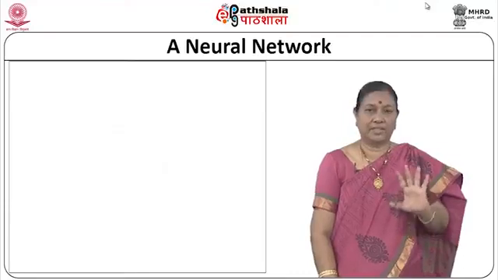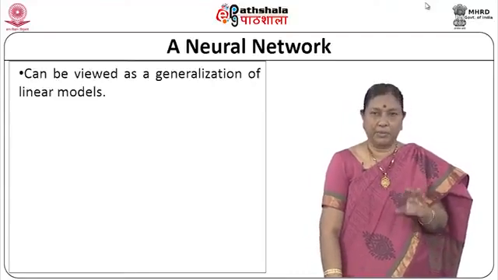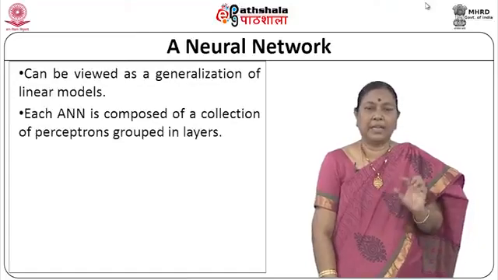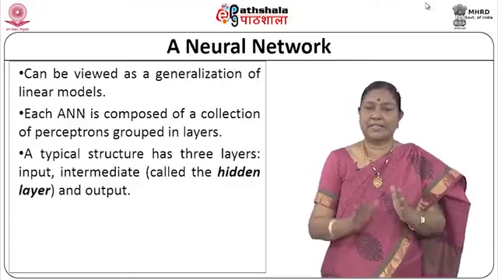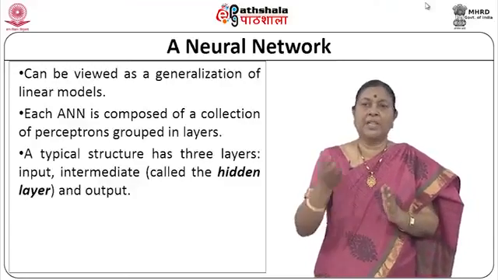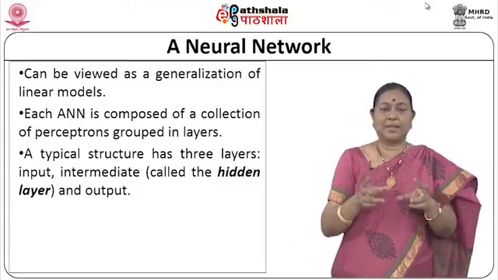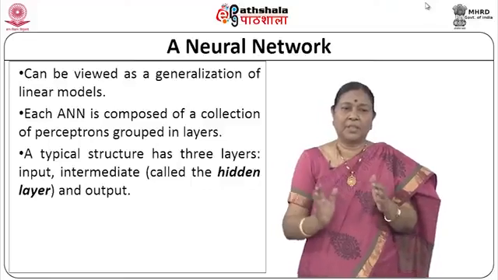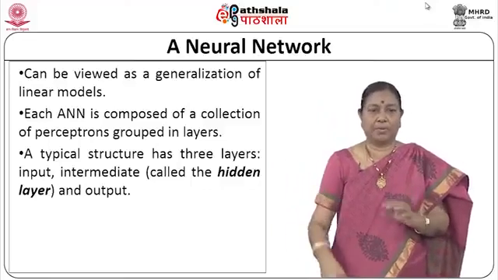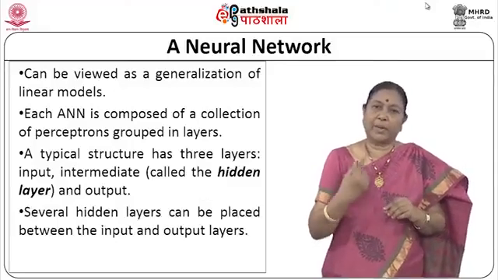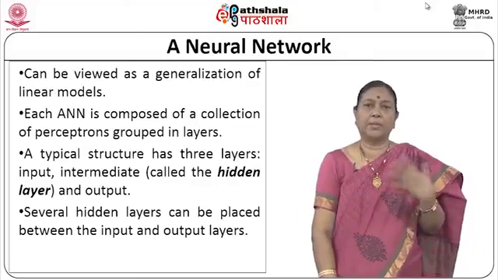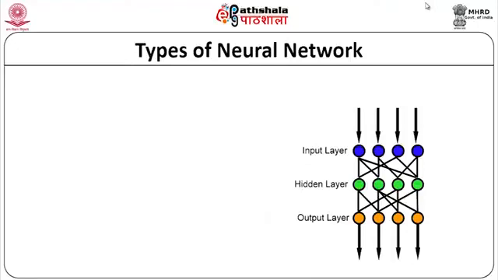Now, let us look at a neural network per se. It can be viewed as a generalization of linear models. Each ANN is composed of a collection of perceptrons grouped in layers. So, a typical structure has 3 layers: input, intermediate and output. The intermediate is normally called a hidden layer. That is a term that has been used from when neural networks came into the picture. Instead of having one hidden layer, you can have several hidden layers between the input and output layers. So, this is an example of an input layer, a hidden layer and an output layer, one hidden layer here.